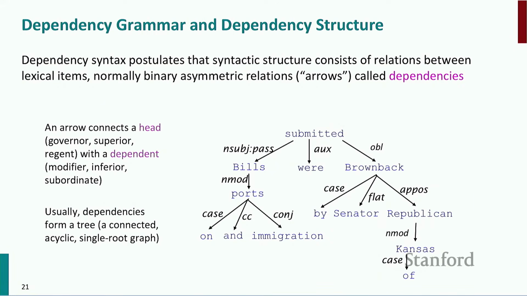Okay, so this is just a little bit more vocabulary. So we have these arrows or dependencies, and I'm going to say that they connect between a head and a dependent, but sometimes people use other words like governor and modifier and things like that. And dependencies are generally taken, and we will be taking them, as forming a tree. So you've got something that's connected, acyclic, and has a single root to it. So our single root is the top of the sentence here.